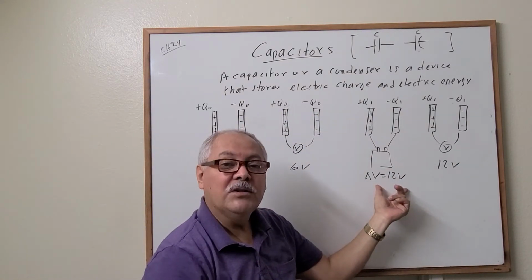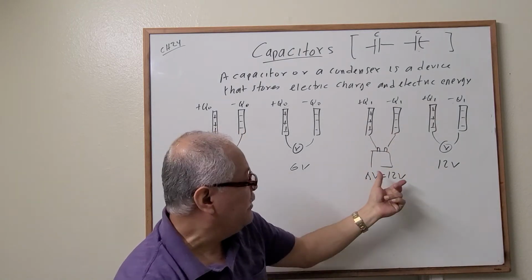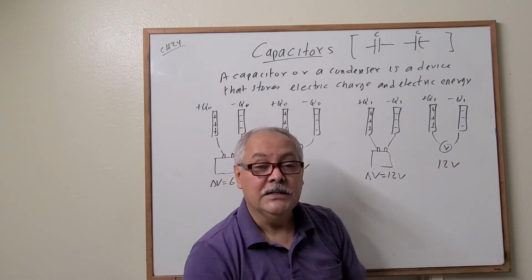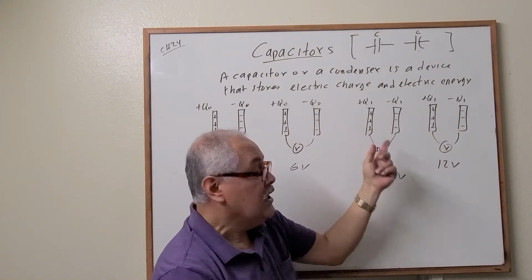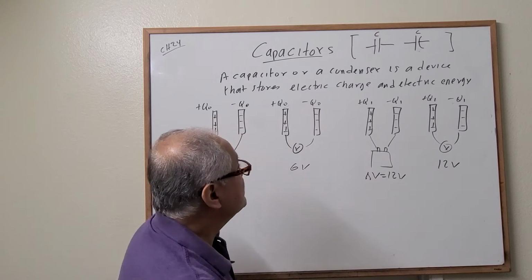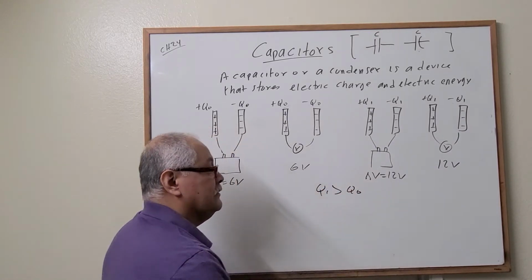Later, let's increase the voltage of the battery. The same thing: let's charge the two plates, remove the battery, and check the voltage. It's found to be the same voltage, correct? But the charge is not the same. If we increase the voltage, we increase the charge. In this case, Q1 is larger than Q0.